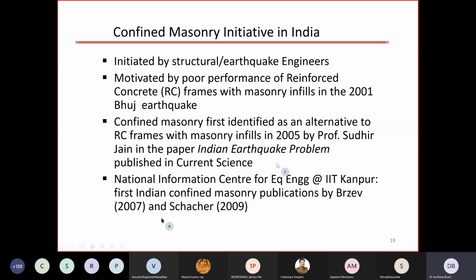Subsequently, in 2007, the National Information Center for Earthquake Engineering, NICEE, at IIT Kanpur published the first confined masonry publication, which I authored. It was a monograph in 2007, and in 2009 another publication illustrating construction of confined masonry buildings by Tom Schacher was also published by NICEE.